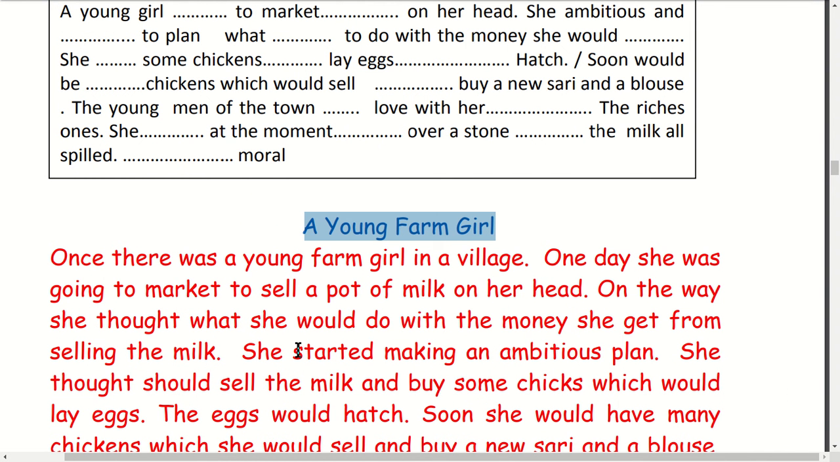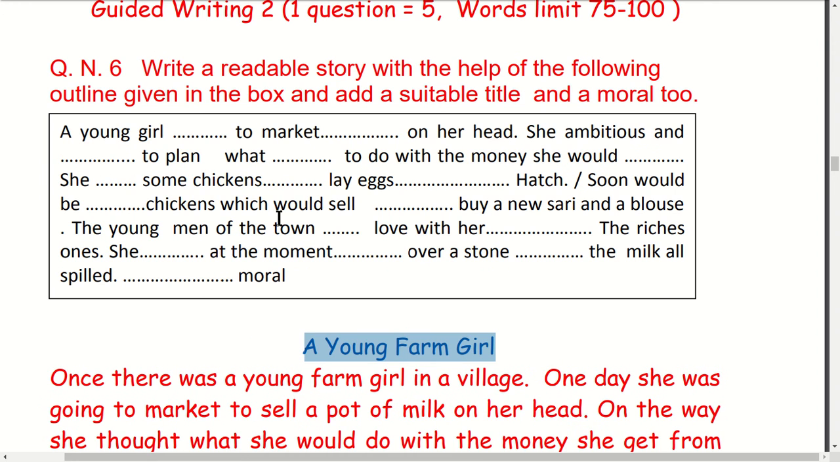Such a kind of story generally gives a message to the reader, some moral lesson to the reader. So there is a moral lesson right at the last here. Okay, then to start the writing.